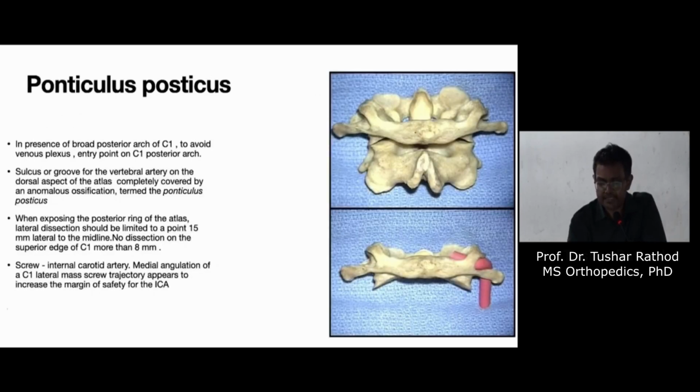Another thing is that we do a Goel and Harms technique, C1 and C2 fixation. It's very important to restrict your dissection on the superior arch of the C1 to almost 7 to 8 millimeter. Don't go beyond that, because the vertebral artery will be lying on the C1 superior edge, and in general you should not exceed more than 15 millimeter, because beyond that, at the facet joint, there will be a vertebral artery which is lying down. There's a peculiar abnormality which is called the ponticulus posticus.